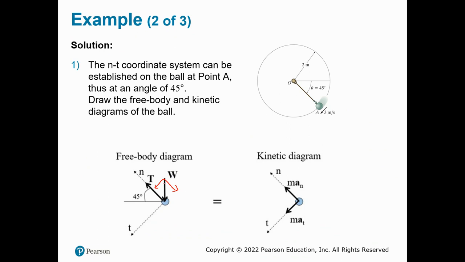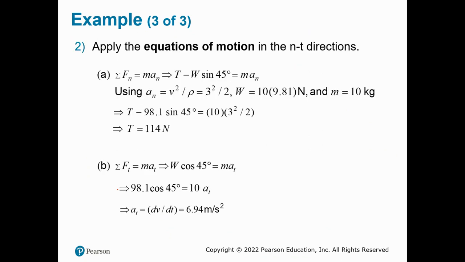Since it's all 45 degrees, W cosine 45 or sine 45 is the same thing, and that together with T will be in the normal direction. The other part, W sine 45 degrees, will be the tangent component of the weight. So T minus W sine 45 gives me man. We plug in an equals v squared over rho. Then on the tangent direction, W cosine 45 equals mat.